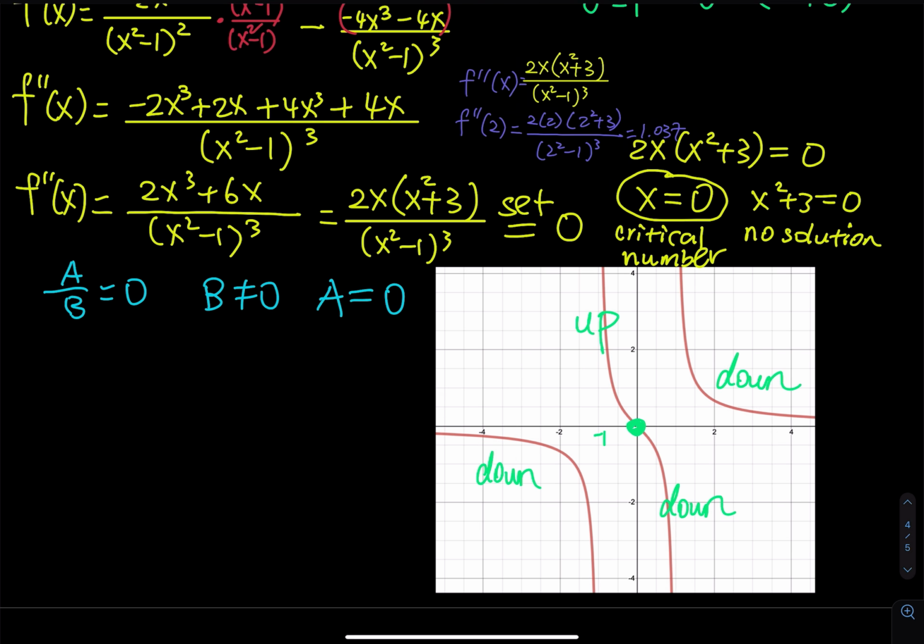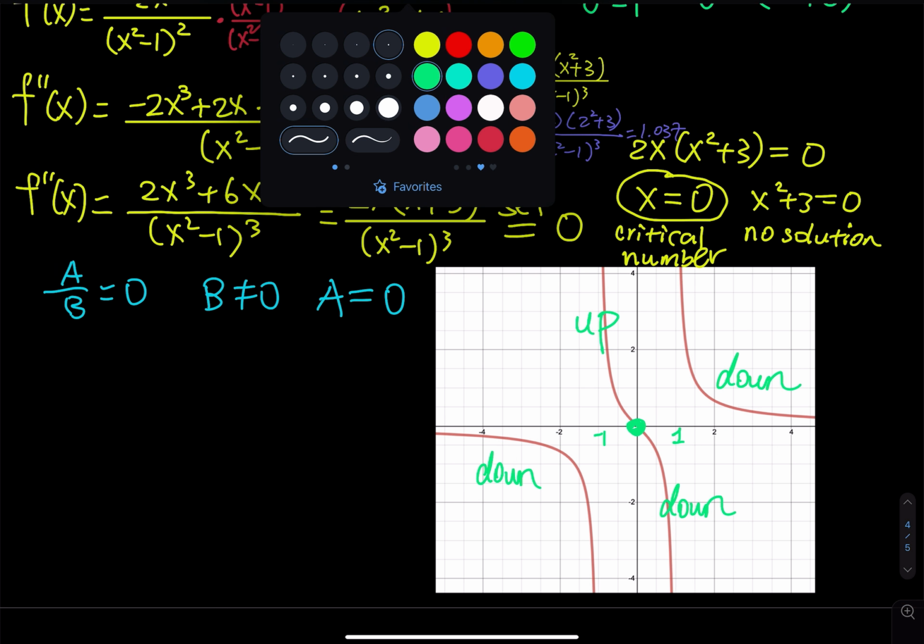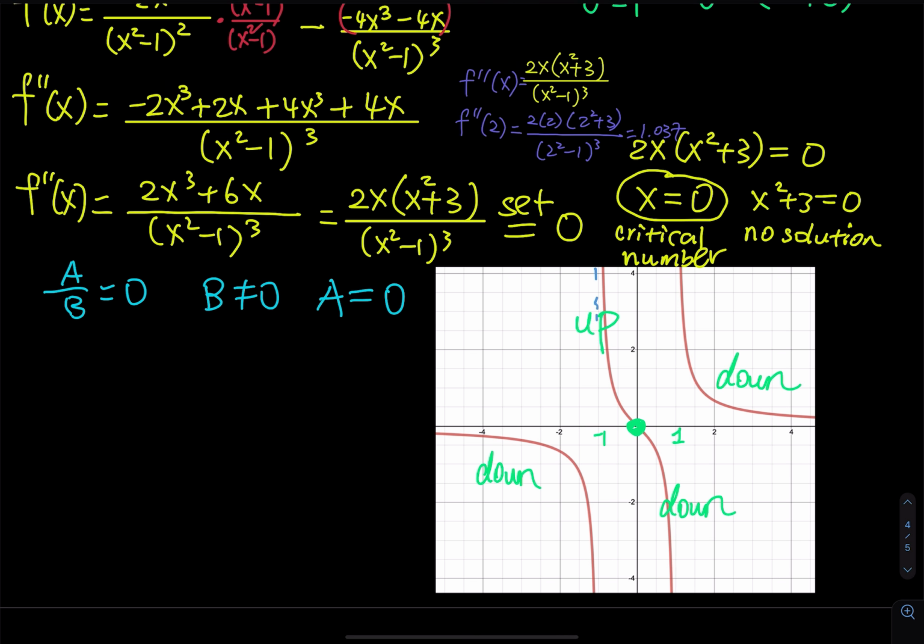And then unfortunately, when x equals 1 and negative 1, we have a vertical asymptote. I can also draw that for you. So there is a vertical asymptote right over here, and then right over here. They are the vertical asymptotes, so they cannot be inflection points. Even though the concavity changes, at a vertical asymptote nothing is defined over there.